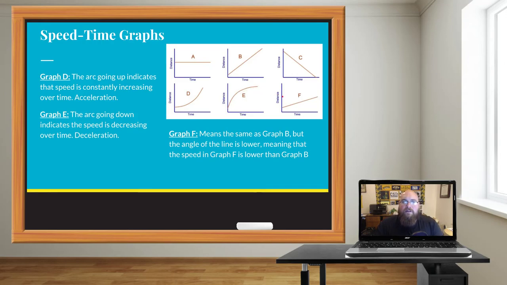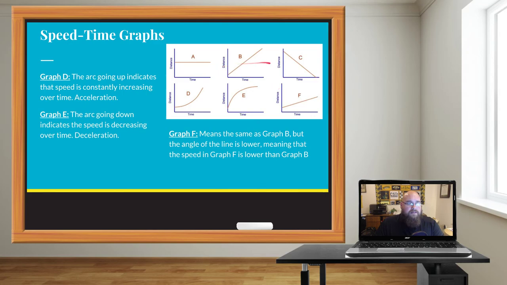Now, graph letter F is an example of what you can see when you compare two different racers or two different trips. Basically, this is the same as graph B in that we are moving at a constant speed forward, but because the slope of the line right here is not as steep as graph B, this means that the speed this person is traveling is less than the person who is doing the trip in graph B.